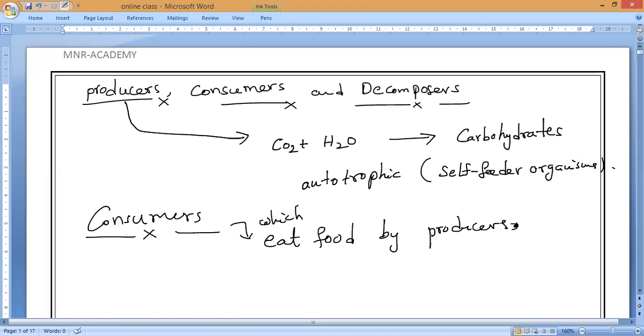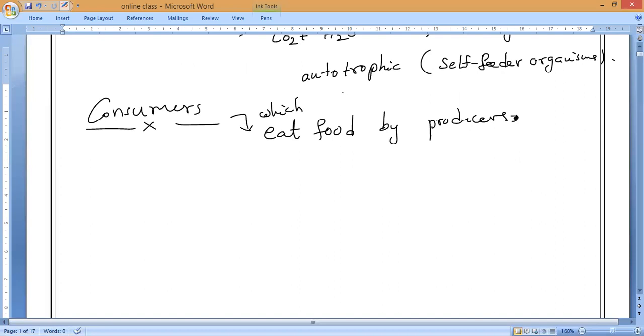Now, these consumers may depend directly on the plants, called producers, or indirectly on them. The animals which eat grass or other products of the plants, we say they depend on them directly. Is it yes or no, guys? Please respond. Those animals which directly consume the producers or the products of producers, we can say they are directly depending on the producers.